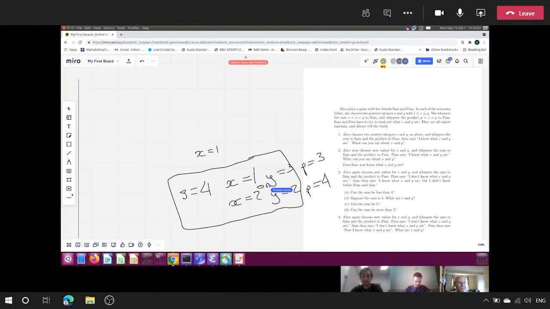And in this case, when Pam says that I don't know what x and y are, that gives us the additional knowledge that therefore p cannot be 3. Right. Because in that case, she'll know. Therefore, we know that must be p equals 4. So x equals 2, y equals 2. Yeah, good. Okay. Part C, can the sum be 5?